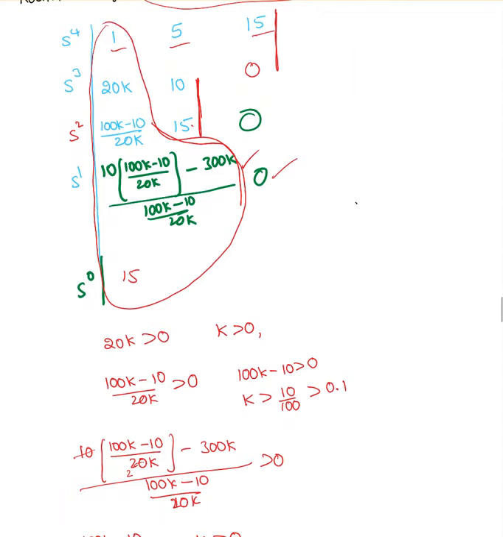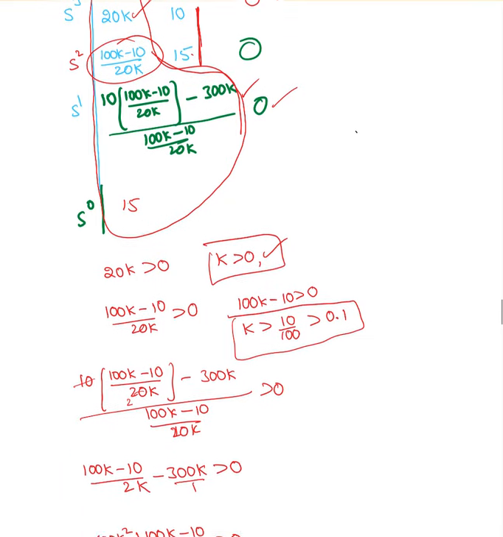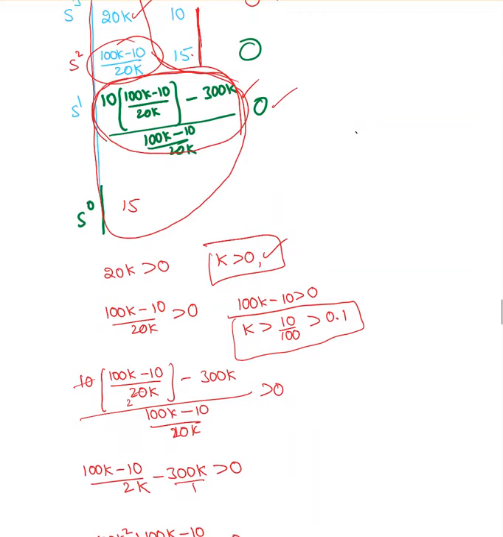Okay, so the first one, 20k must be greater than 0. That indicates that k must be greater than 0. That's one condition. Another condition, I end up with k must be greater than 0.1 based on the cofactor of s square there. Now we'll take the third one, this whole element, make it greater than 0.